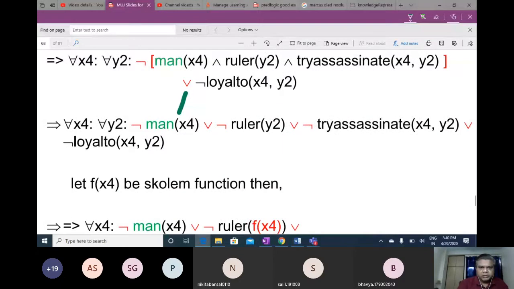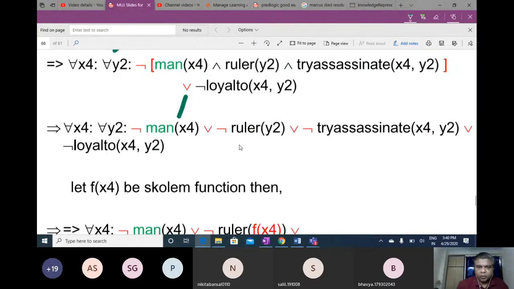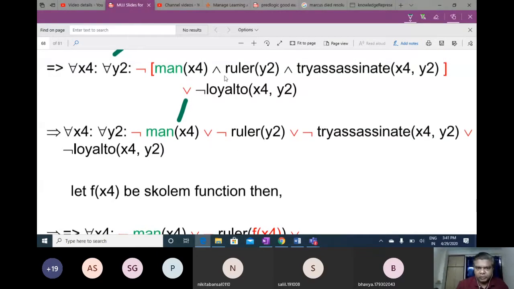Then we bring this negation inside to attach it to the immediate predicates. So this becomes not man x4, not ruler y2, not try to assassinate x4 y2, not loyal to x4 y2. So every AND is converted to OR. So there is no AND. Everything is now OR.